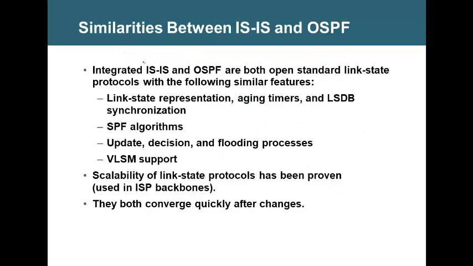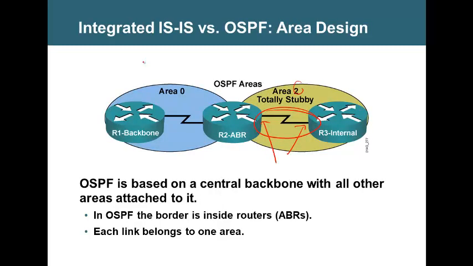Between OSPF areas, you will have an ABR, mandatory. The ABR router is a member of multiple areas. One is area 0, the other is the non-backbone area number, which is mandatory. In ISIS, that is not the practice. In ISIS, each router belongs to exactly one area only. So extending the backbone is more flexible because all you need is L2 adjacency.